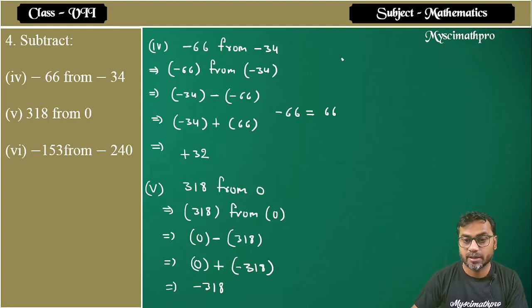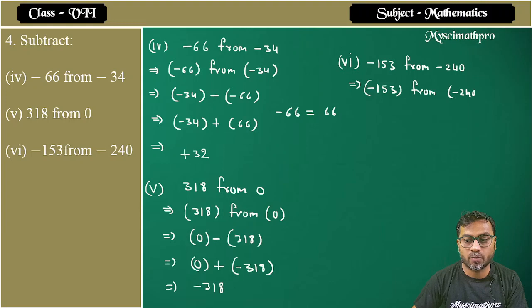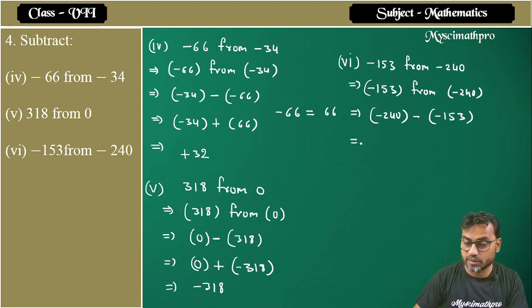Now student, take question number 6, and the question number 6 is subtract minus 153 from minus 240. So according to method, we write minus 153 in bracket from minus 240 in bracket. And you know very well, students, we write minus 240 first, put the minus sign, and then write minus 153. I hope आपको समझ में आ रहा होगा.